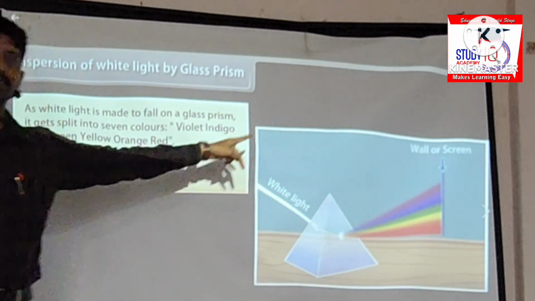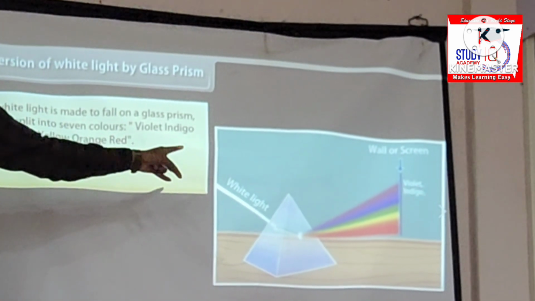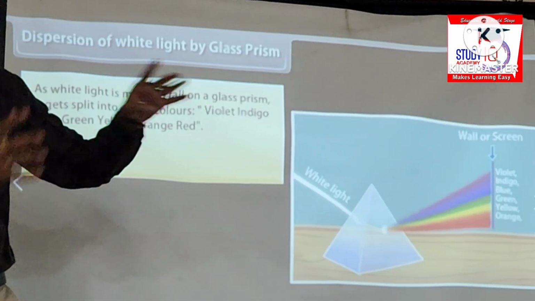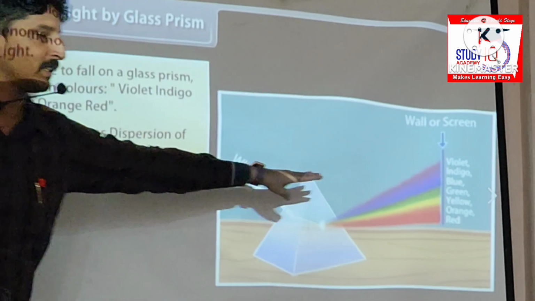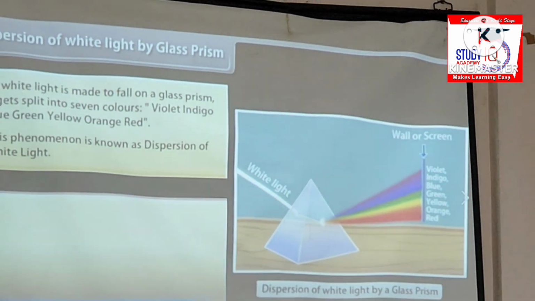It disperses into its constituent colors. This phenomenon is known as dispersion of light. When a white light ray passes through a prism, it disperses into its constituent colors. This process is known as dispersion of light.